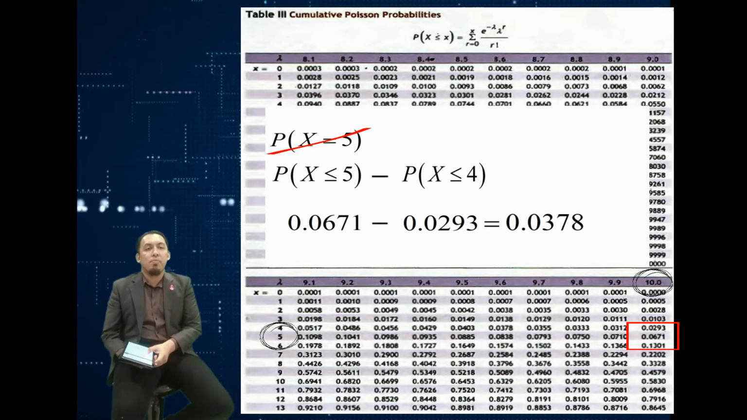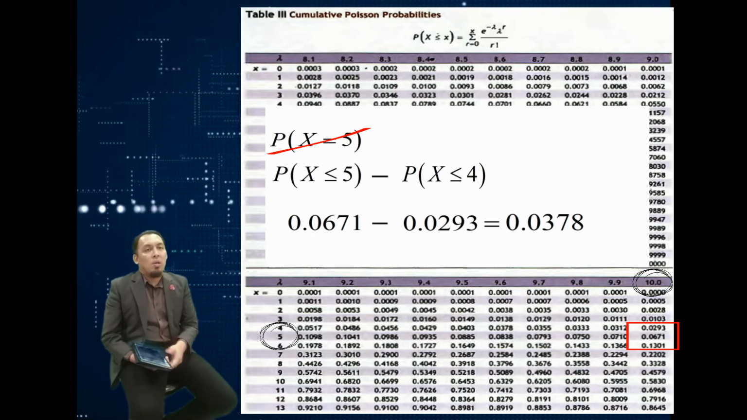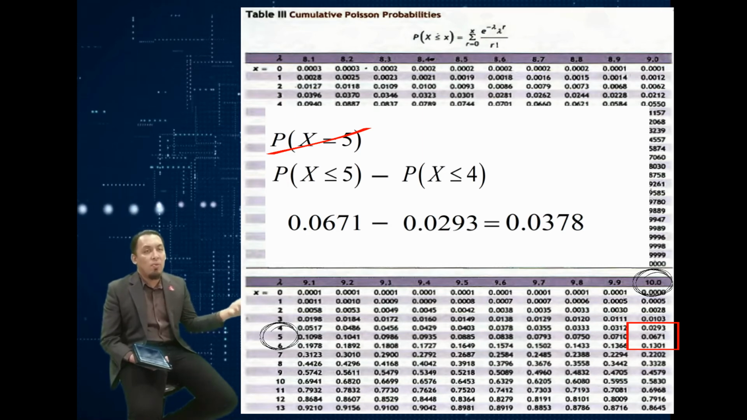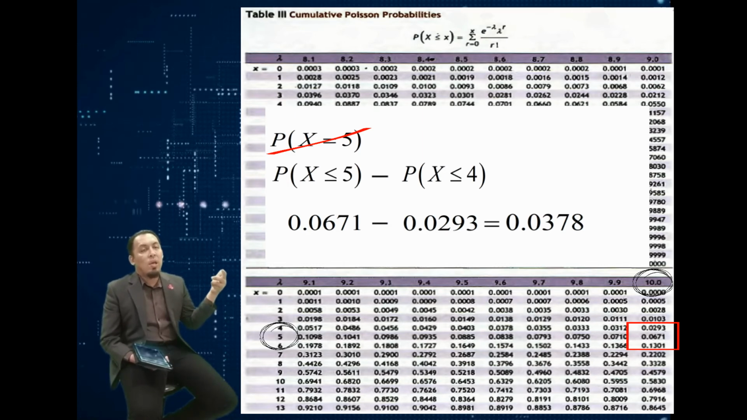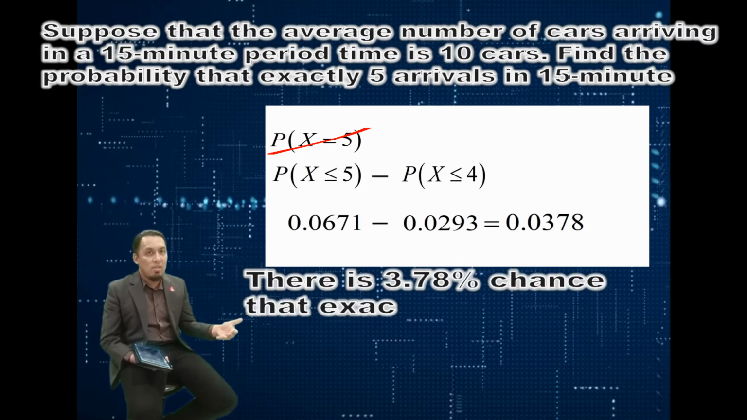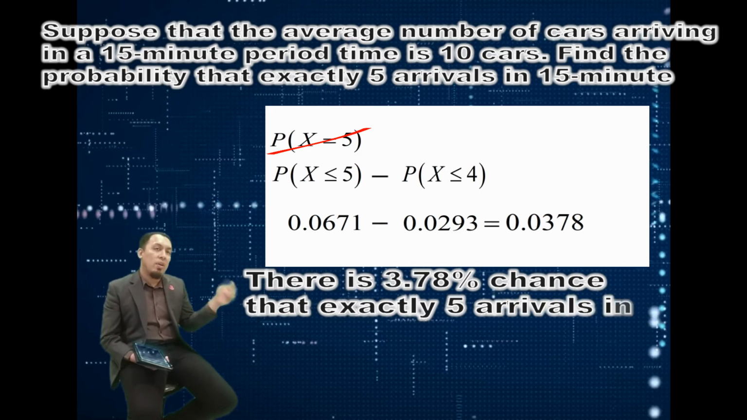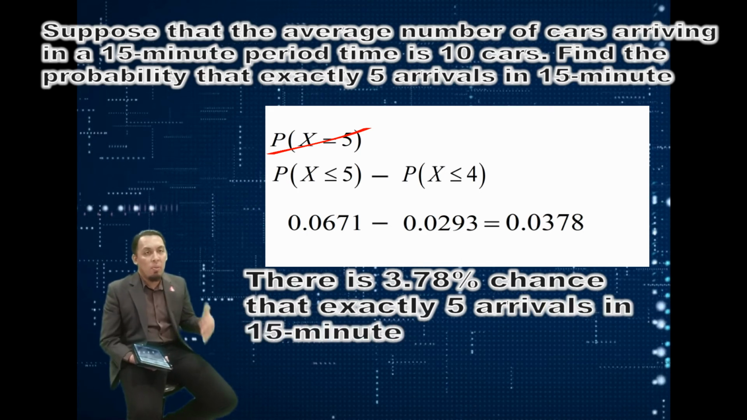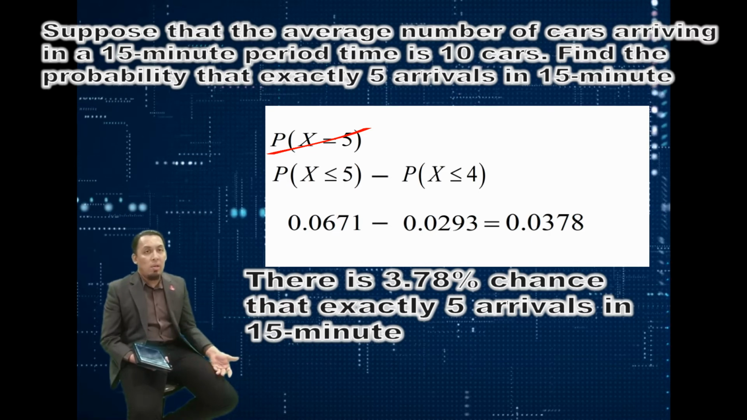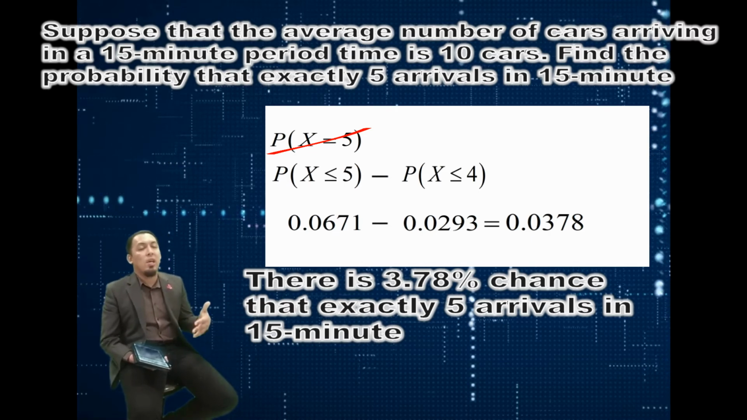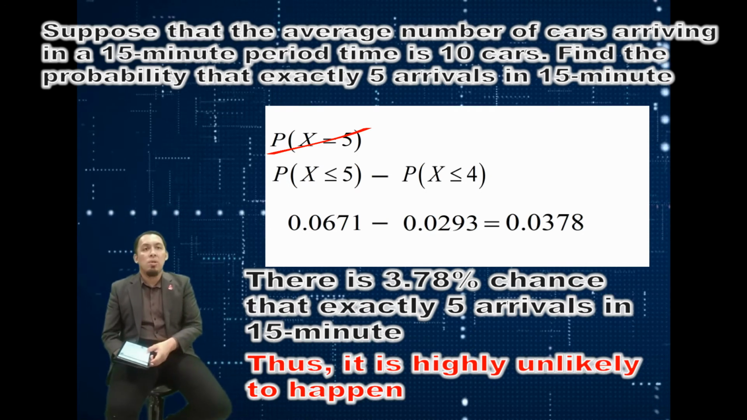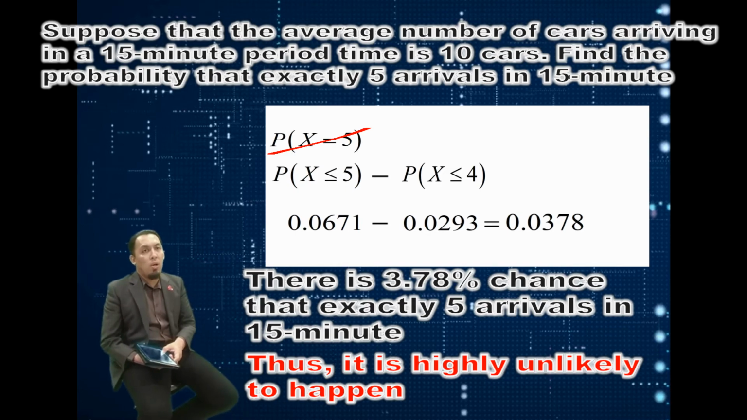Alright, so the conclusion. That is important, right? What is the conclusion for this question? There is a 3.78% chance of exactly 5 arrivals of cars in 15 minutes. So is it highly likely? Is it 50-50? We can say that it is less likely to happen because it is too low. So that is example 2.11.